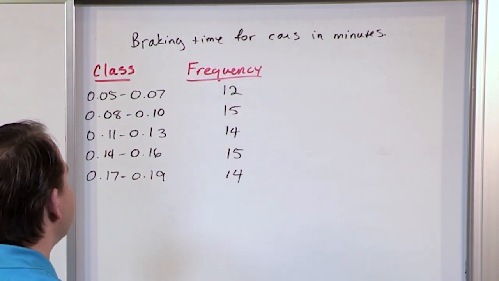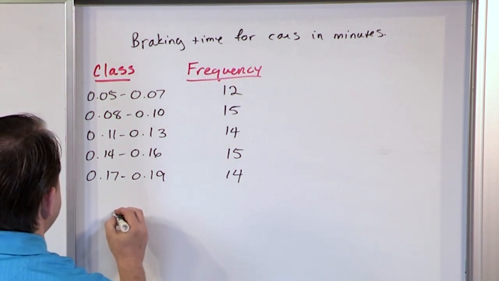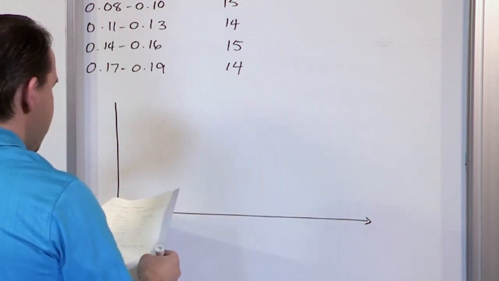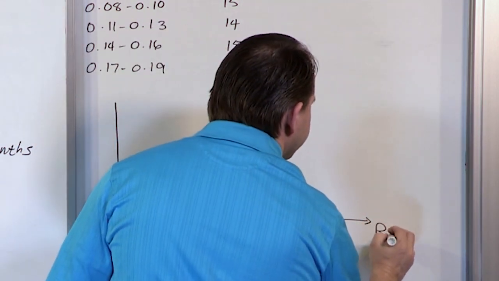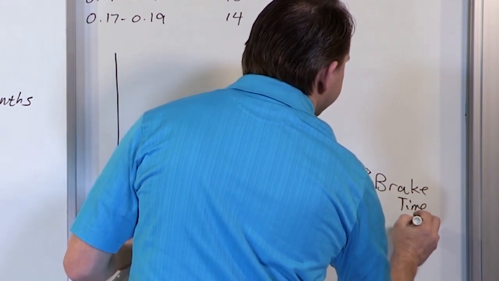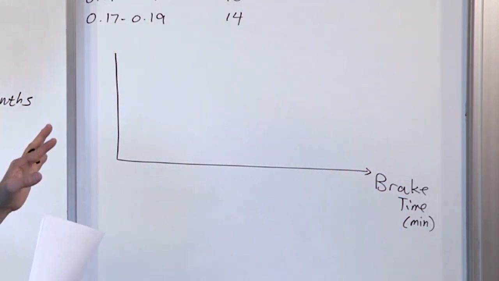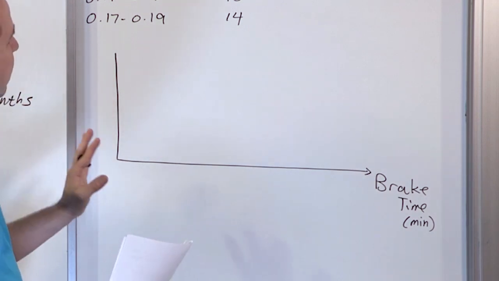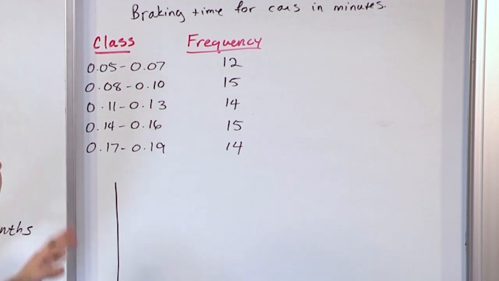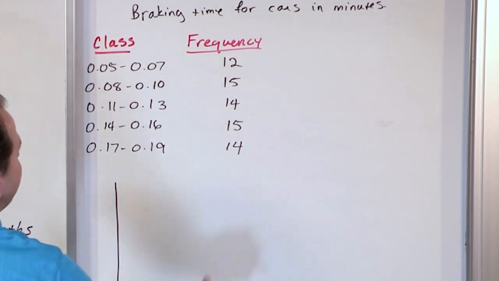Now what we want to do is construct a histogram, right? So what we would typically do is we would draw our two lines, right? And then we would say this is the braking time in minutes. That's the braking time in minutes. But here's where you've got to be careful, and this is why we're doing this problem. A lot of students, when they do this, are going to take the class endpoints like this, and they're going to put them down here, and then they're going to graph their histogram.